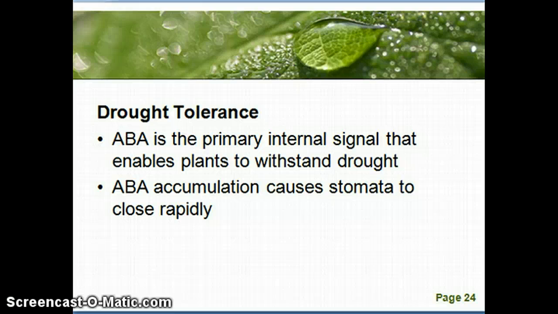So ABA is the primary internal signal that enables plants to withstand drought because as it accumulates, it causes stomata to close very rapidly.